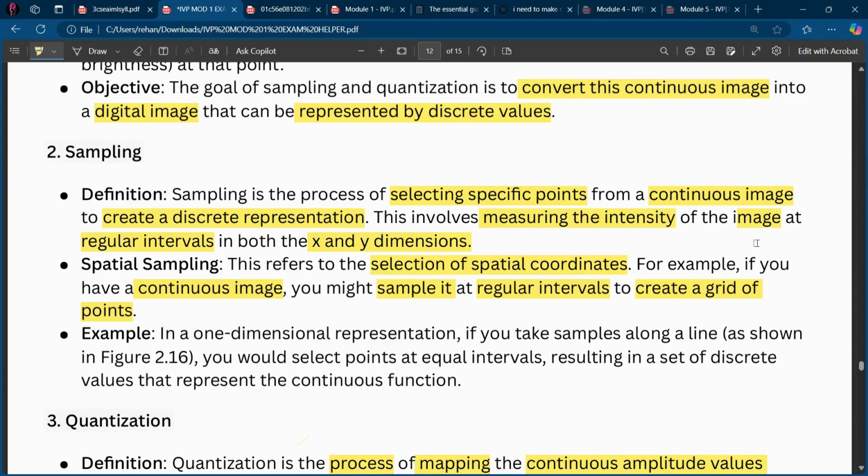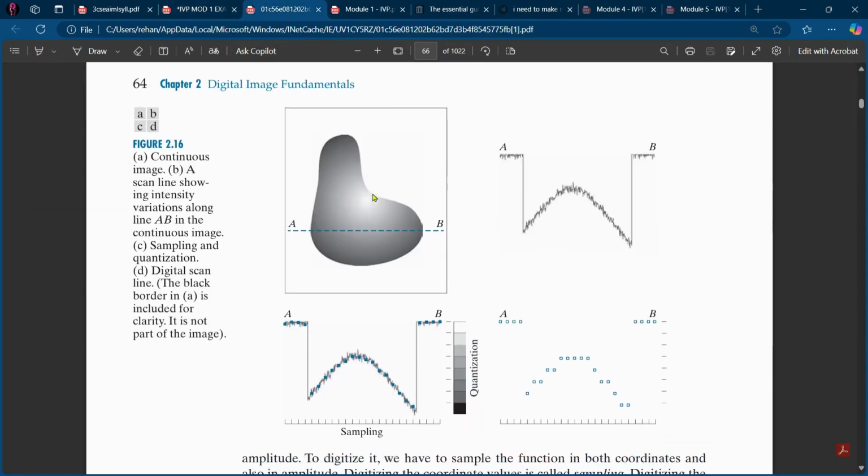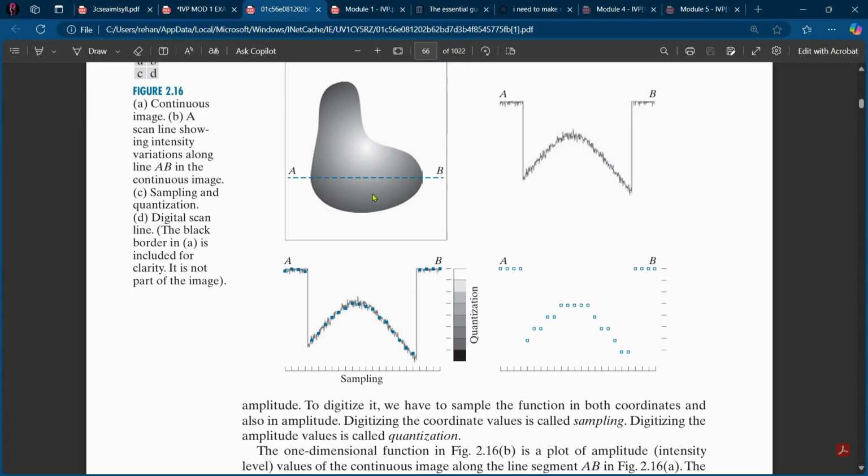Spatial sampling refers to the selection of spatial coordinates. For example, if you have a continuous image, you sample it at regular intervals to create a grid of points. Normal sampling is about selecting specific points; spatial sampling is selecting spatial coordinates. For example, in a one-dimensional representation, you can take samples along a line. It finds the spatial coordinates, and only this data is taken, as you can see here.